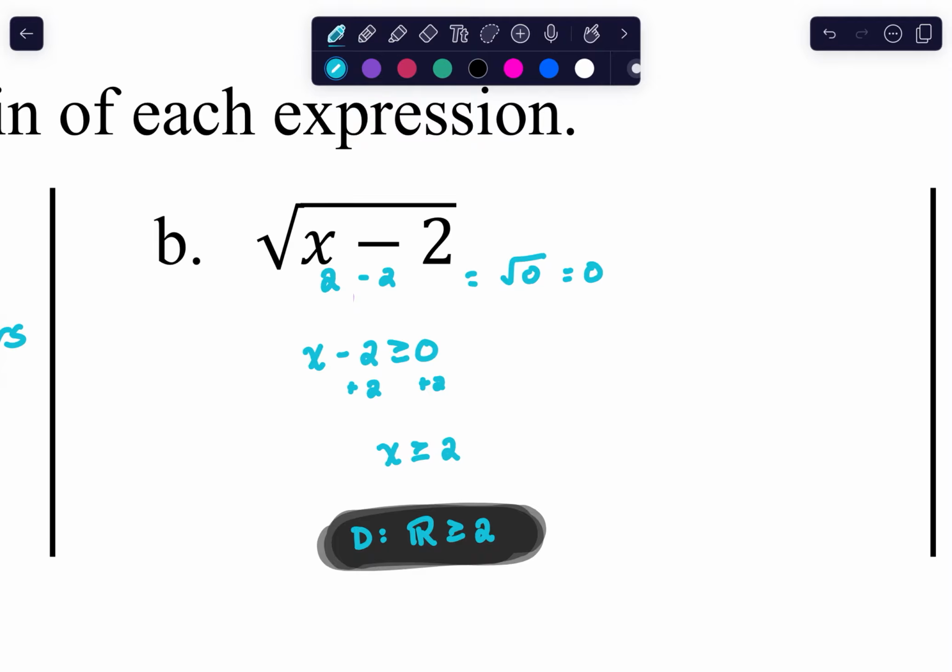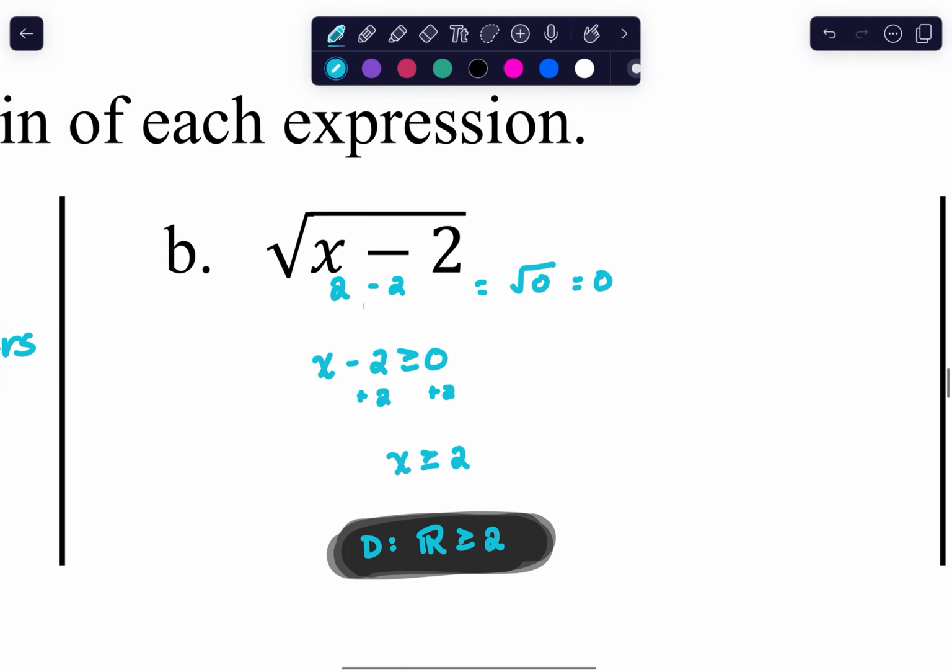So if I do anything less than 2, say I substitute in 1, the square root of 1 minus 2, that's the square root of negative 1. And we all know that becomes a complex number, our imaginary number. So we can't do that. Okay?